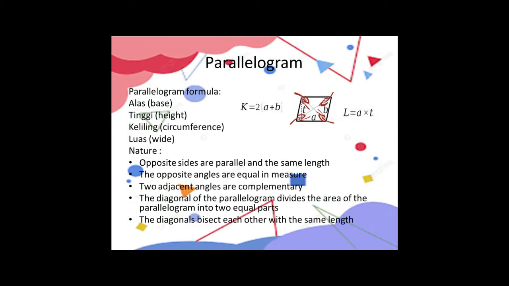Parallelogram formula: circumference equals 2 times (A plus B). Area equals A multiplied by T. Properties: 1. Opposite sides are parallel and the same length. 2. The opposite angles are equal in measure. 3. 2 adjacent angles are supplementary. 4. The diagonal of the parallelogram divides its area into 2 equal parts. 5. The diagonals bisect each other.